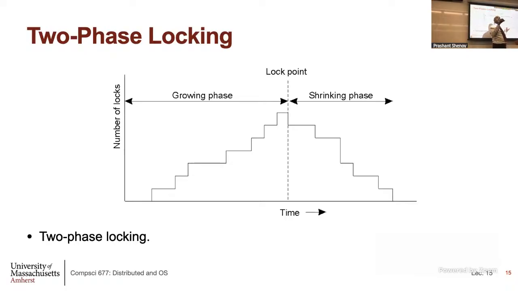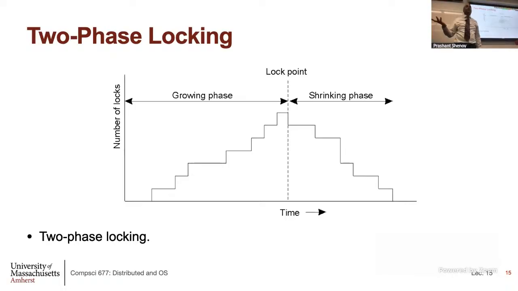But once you're done with each of the data items in the transaction, you can start releasing the lock. Maybe you are done touching the New York, San Francisco flight, so you can release that lock, and now maybe you'll then look at the next segment and so on. So you have the shrinking phase where you actually release the locks. So you acquire locks in the growing phase, you release locks in the shrinking phase.